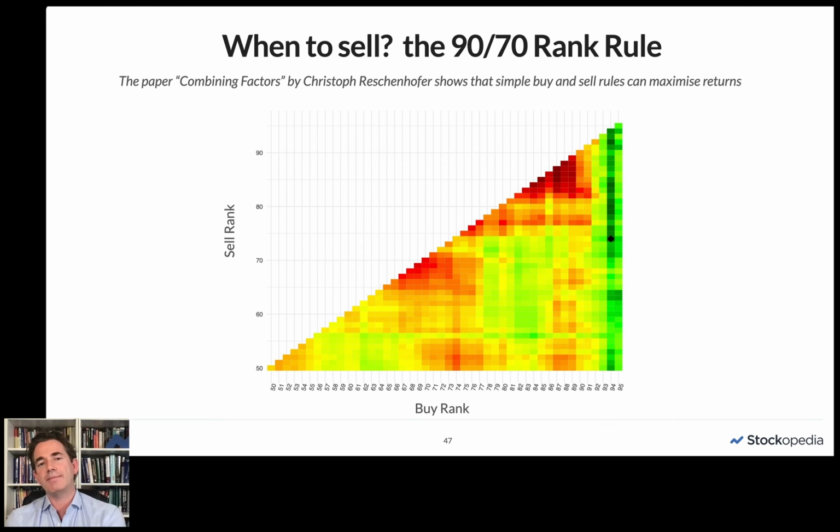Now, one of the questions came in, and I thought I'd add this slide before I move on to step 2. When to sell? And I thought I'd answer this just through the perspective of the stock ranks. There's some great research by a guy called Christoph Reschenhofer called Combining Factors. It was a very similar ranking system to ours, and it really showed that if you use a buy rank for purchase and a sell rank for sale, the optimal set was a 90 ranked purchase and then a 70 or so ranked sale. And that is an example that I've used a lot in my own investing, and many of our subscribers have said they've had best results with.